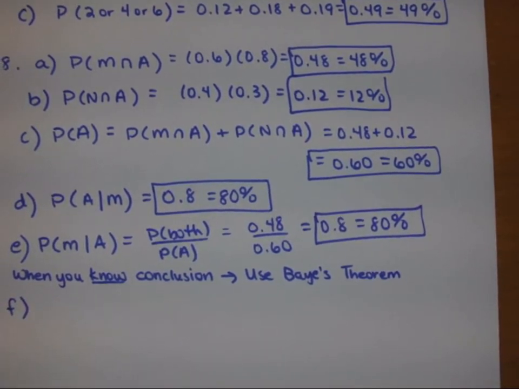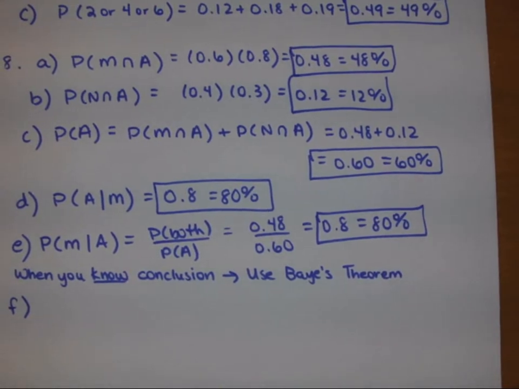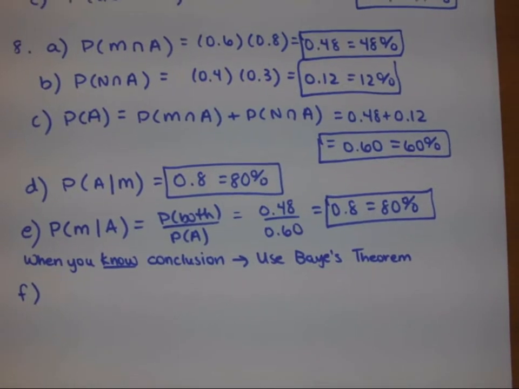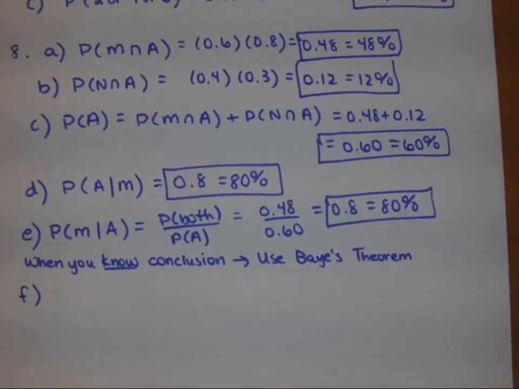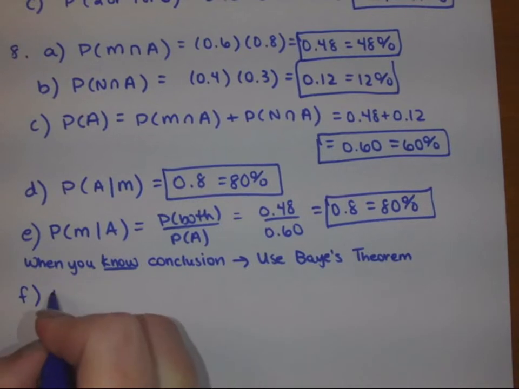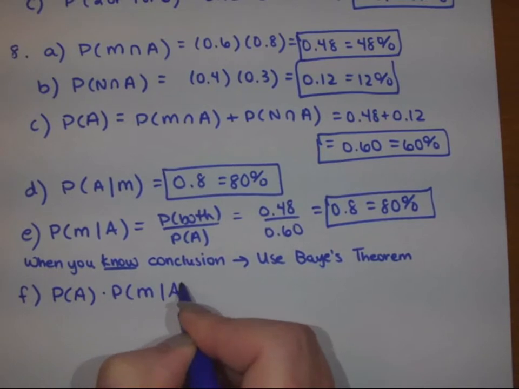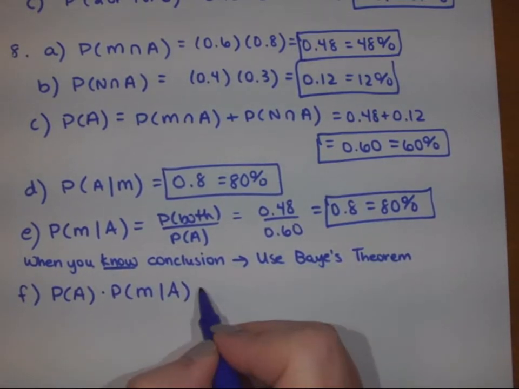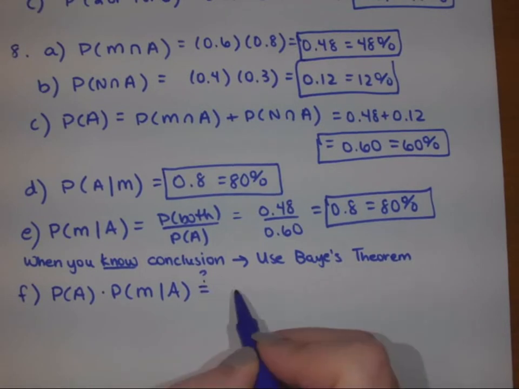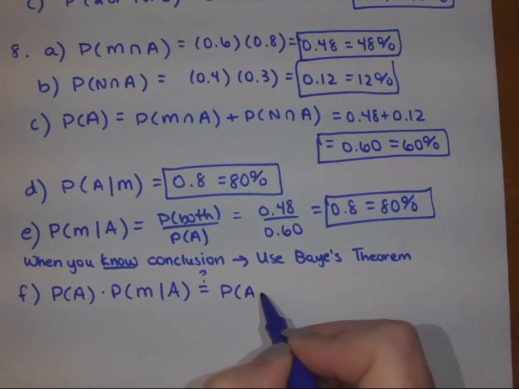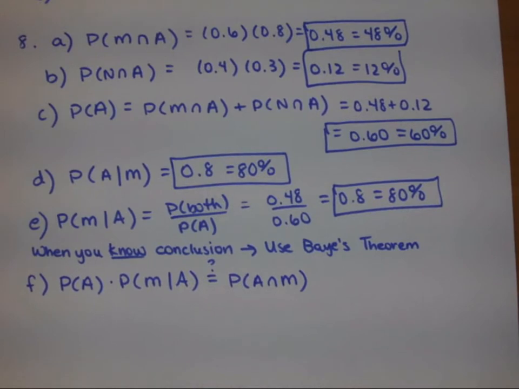And then part F says, are these events independent? How do you know? Okay, so this is how you know. Remember, we did a couple problems like this, but basically we need to prove that the probability of A times the probability of M given A is the same, and I'm going to put a question mark, as the probability of A and M. Okay, so that's what we're trying to prove, basically.